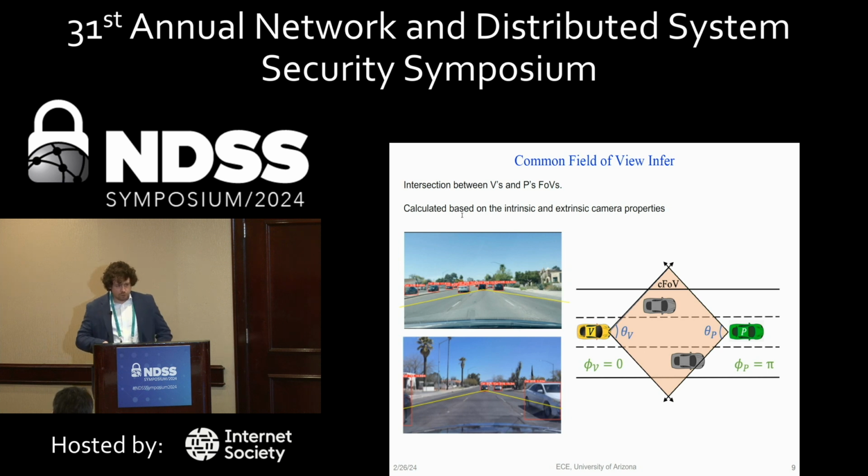So the common field of view is simply, like I said before, the region which is common between both sensors. And in these two left images, we can show some implementation level calculations of the common field of view, where it depends on the intrinsic and extrinsic camera properties of each camera and each viewpoint.